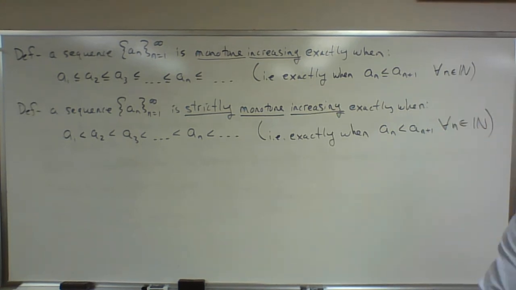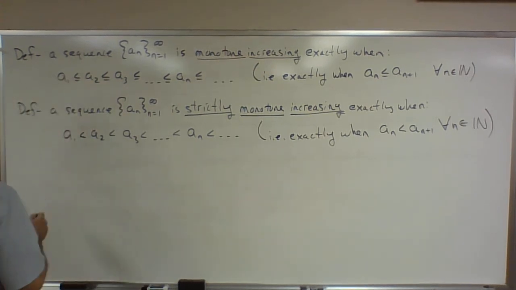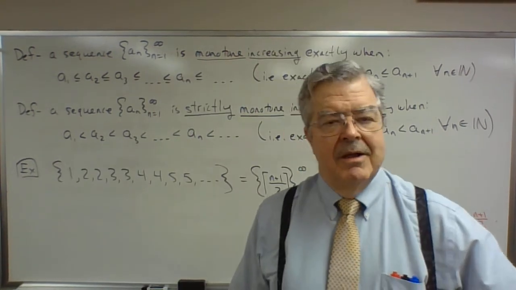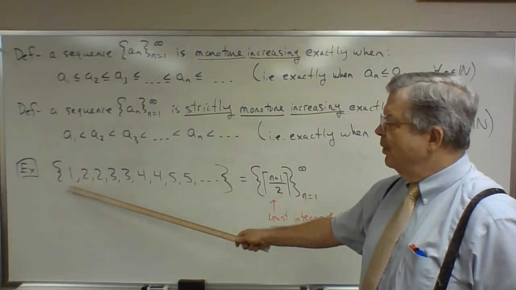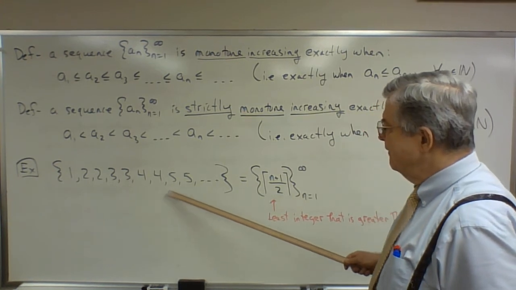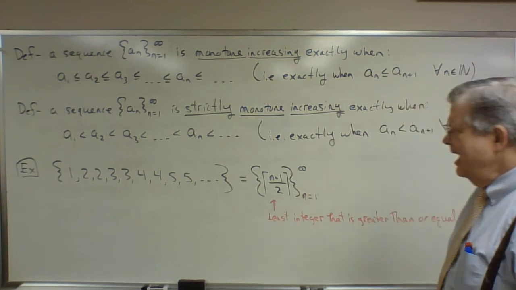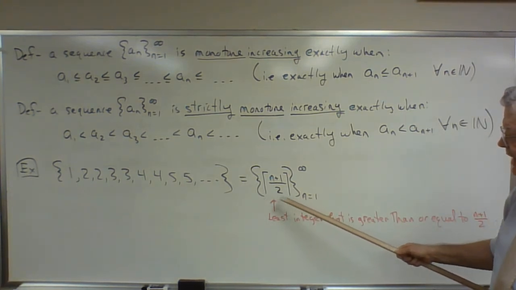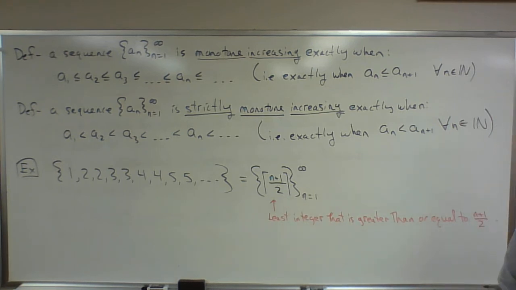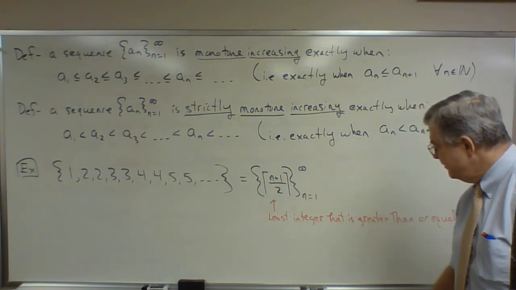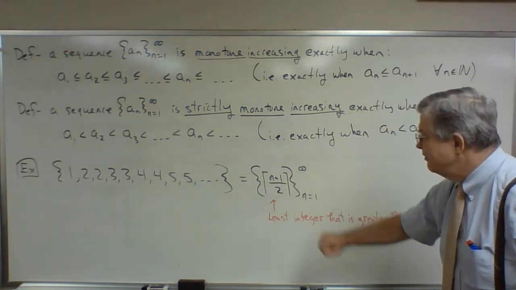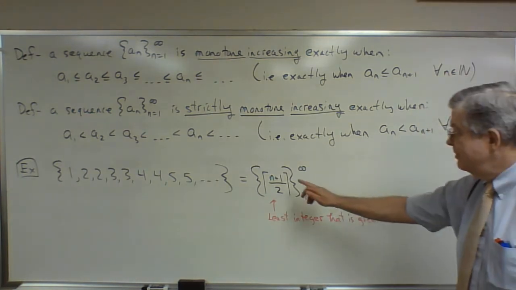So let's look at a few examples. I think I'm going to pause for a second so I can think of some examples. Okay, let's look at this one. The sequence is 1, 2, 2, 3, 3, 4, 4, 5, 5. And how do we get these values? We use what's known as the least integer function. That's what these two braces represent. And we interpret this as the least or smallest integer that is either greater than or equal to n plus 1 over 2.